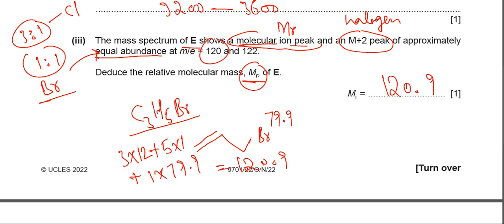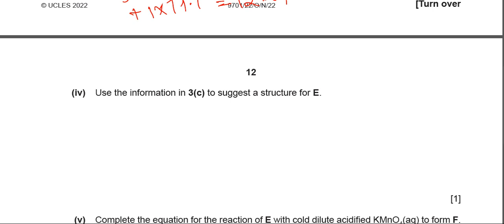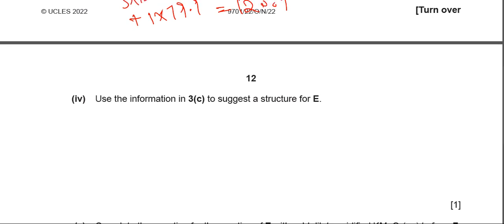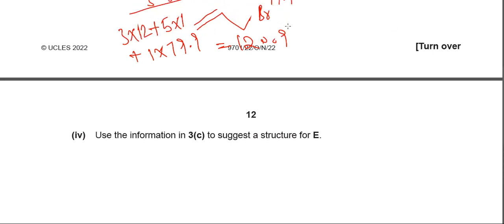Next, he says use the information in C3C to suggest the structure. As I already calculated the MR, I'm writing it straightforwardly here: CH2 double bond CH single bond CH2Br. So this is the structure.